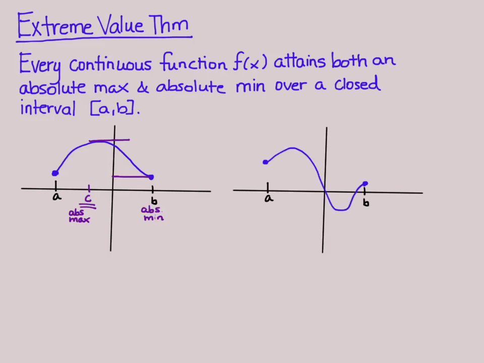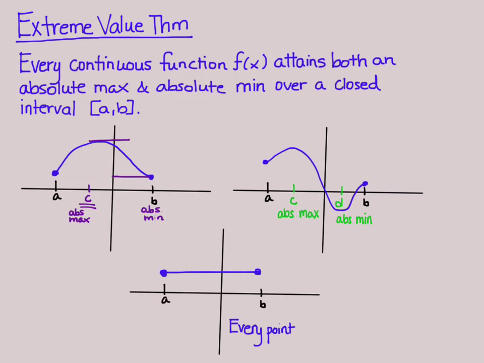We could try this again. Here I've connected a and b with a little bit more crazy function. It's still continuous though. And we still achieved our absolute max and our absolute min. Finally, we could also connect the 2 points with a straight line. Notice in this case, every x value is both an absolute max and an absolute min.